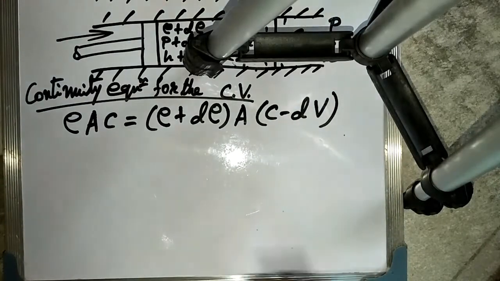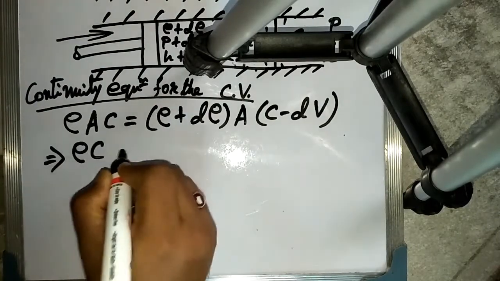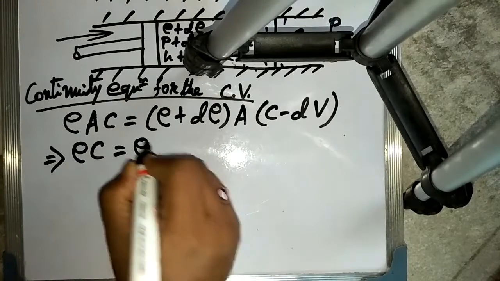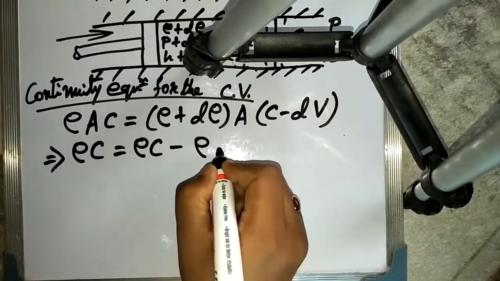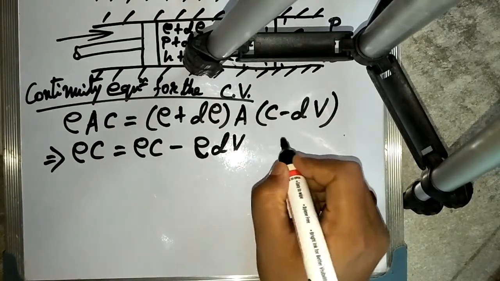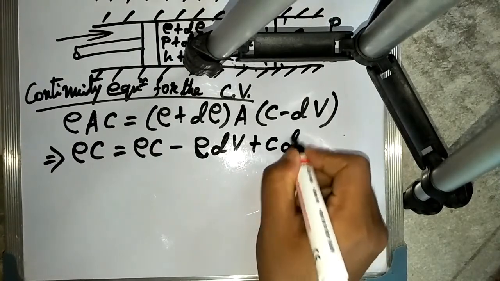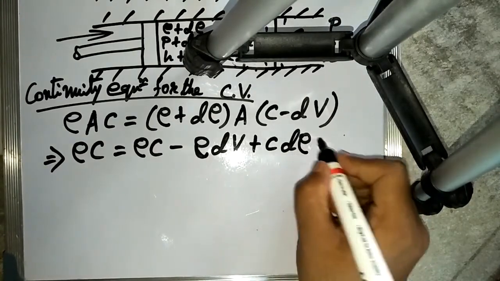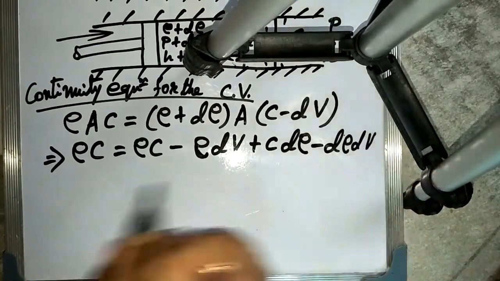By simplifying we can write rho into c is equal to rho c minus rho into dv plus c into d rho minus d rho dv.